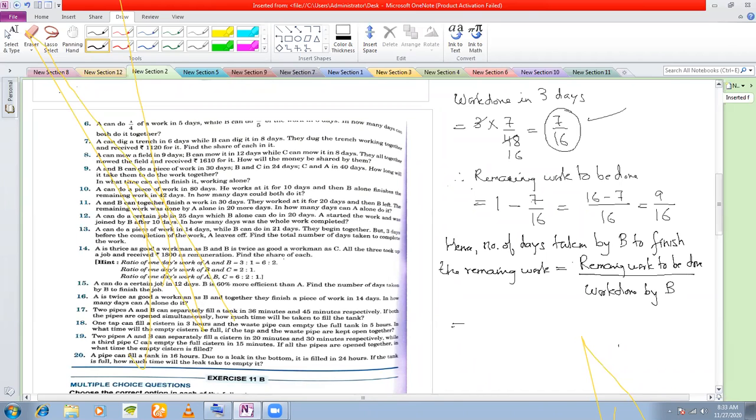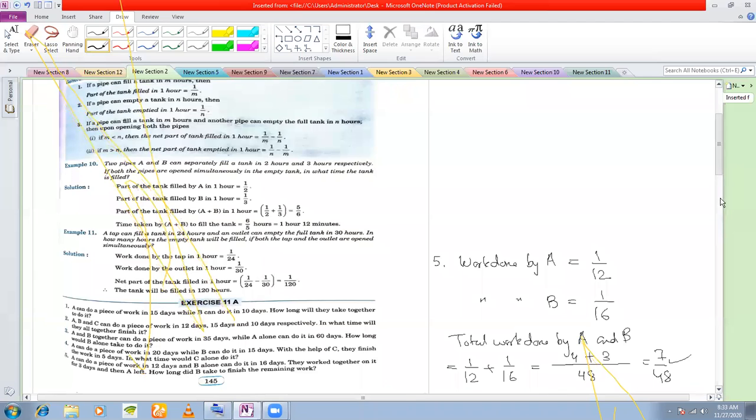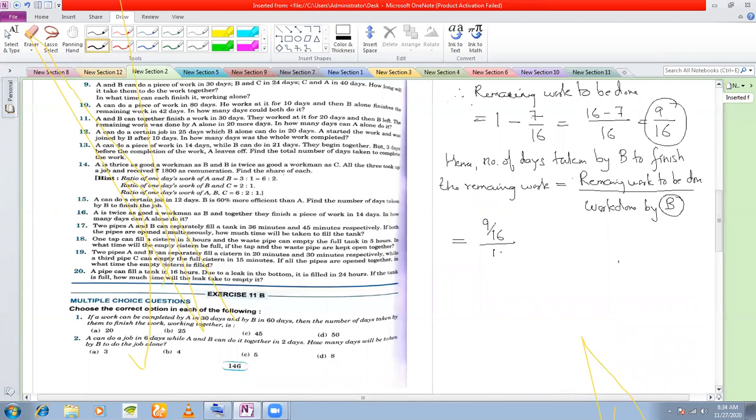Okay. What is the remaining work? We have calculated the remaining work to be 9 by 16. Let us write this as 9 by 16. And since B finishes the work, that is why we have taken in the denominator work done by B. And what is the work done by B? Work done by B is 1 by 16. Therefore, this becomes 9 by 16 into 16, which is simply 9 days. So B finishes the remaining work in 9 days.